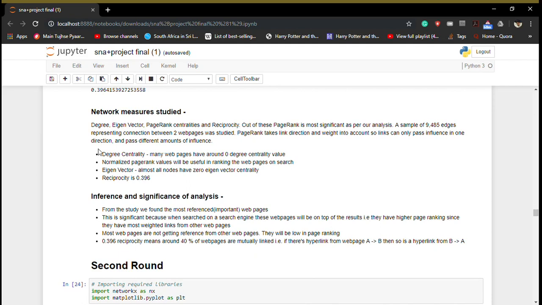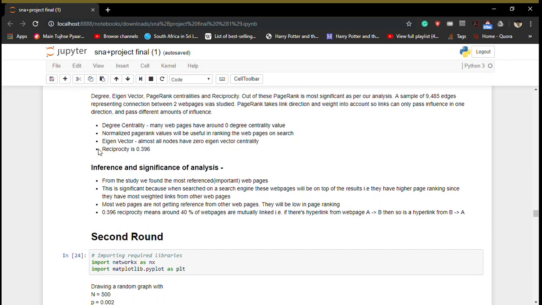So for degree centrality, we have seen that many web pages have values around 0 only, and similarly for the eigenvector. And the normalized web page values are very useful in ranking the web pages on searches. And lastly we have calculated reciprocity and its value was coming around 0.4.